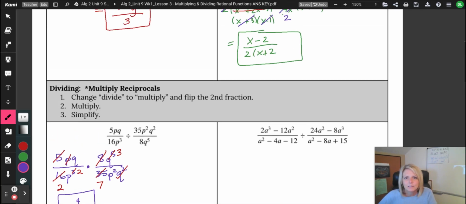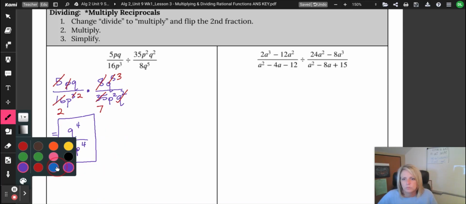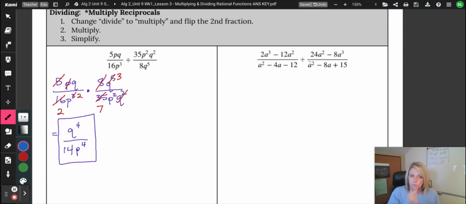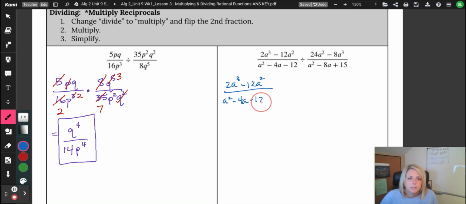Okay, and then let's try one more division problem. Again, I'm going to rewrite this as multiplication before I do anything else, just so that I don't get busy with factoring and forget. Okay, a squared minus 4a minus 12. And then we're going to change division to multiplication, and then we're going to flip our fraction over. So the numerator is now going to be a squared minus 8a plus 15. And the denominator is going to be 24a squared minus 8a to the third.